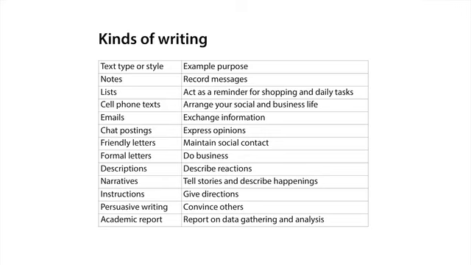Descriptions often involve reactions to objects or events or scenery. Narratives involve telling stories and describing happenings. Instructions give directions on how to do things. Persuasive writing is to convince others. And academic reports provide information gathered by gathering data and by doing an analysis.